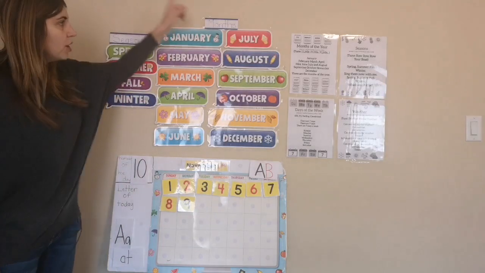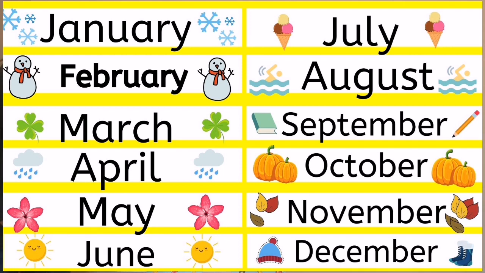So let's go over our months of the year. Do you know how many months there are in 1 year? There are 12. Let's sing a song about the months together.